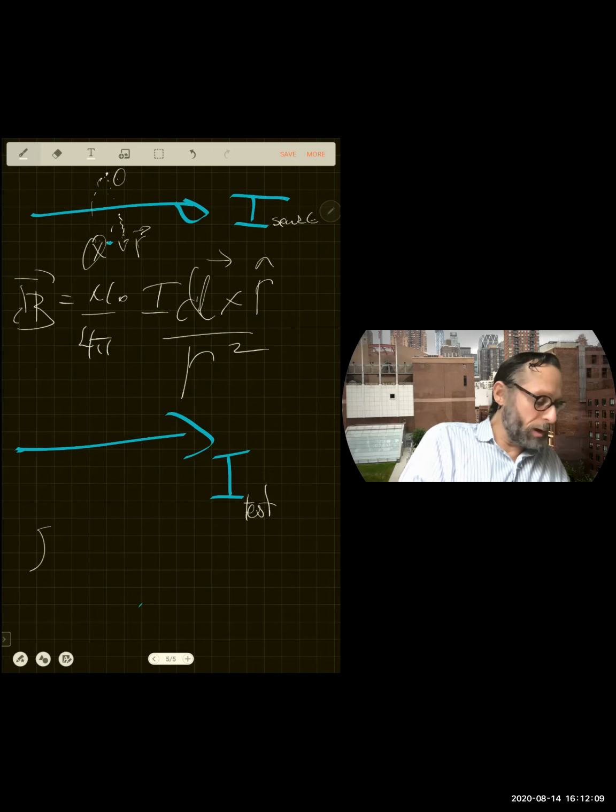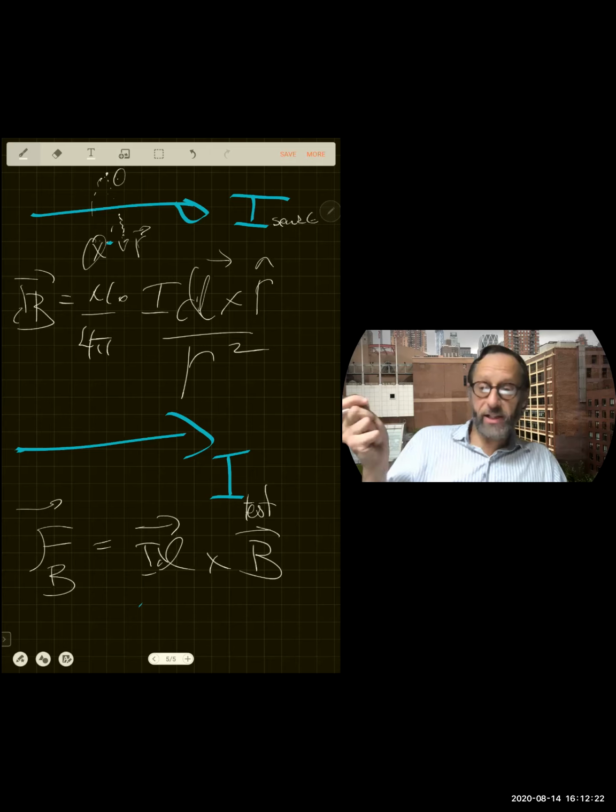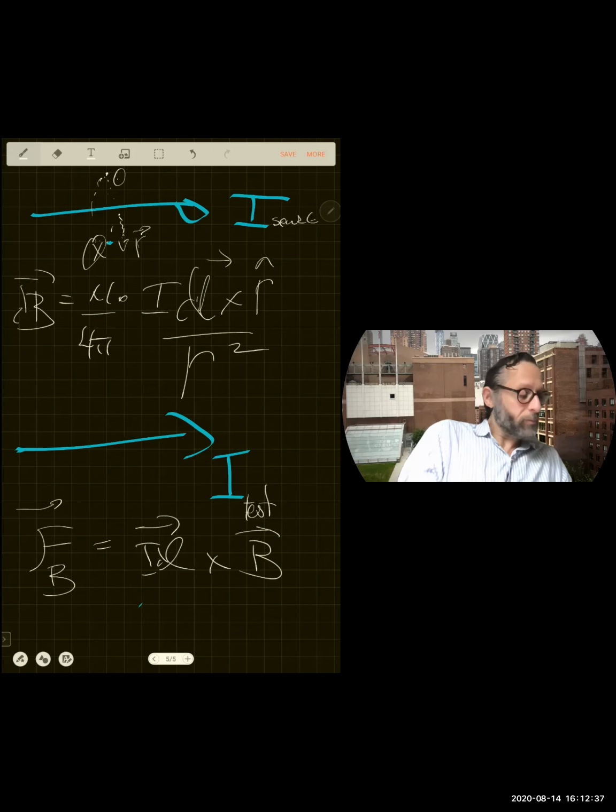A force, it experiences a magnetic force because it is a moving set of charges in a magnetic field. Right? Just like a test charge experiences an electrostatic force if it's in an electrostatic field, a moving charge flow will experience a magnetic force and therefore an acceleration. If it's in a magnetic field, what's the direction? Well, cross product.